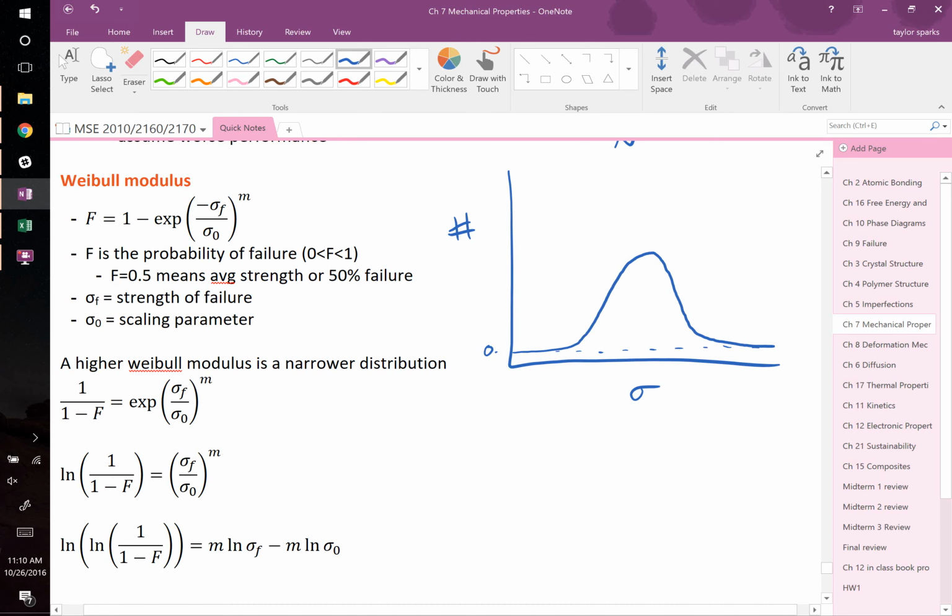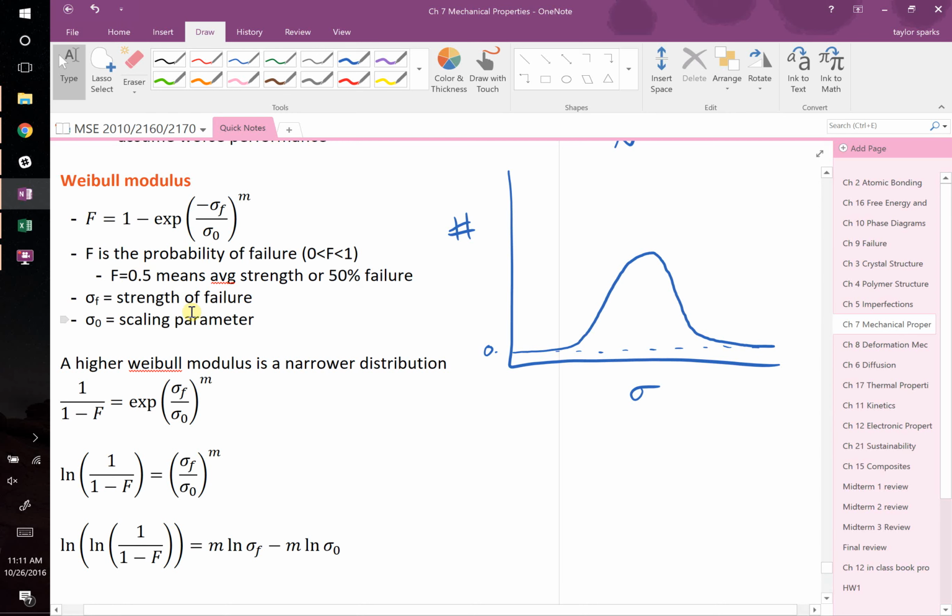So he says, all right, if you have that, you can write an expression where F is your probability of failure, and F will equal 1 minus exponent of negative sigma f, that's the strength at failure, right? You're going to divide that by a characteristic strength, sigma naught. That's just going to be a fitting or a scaling parameter. And you're going to raise it to the m, and that's the Weibull modulus. And if you do this, you can fit a lot of data with just these two parameters, m and sigma naught, right? Therefore, F equals 0.5 corresponds to an average strength, or 50% failure, right?